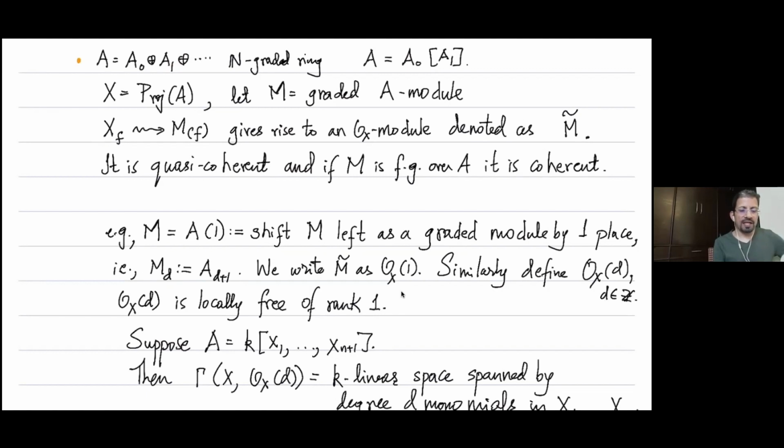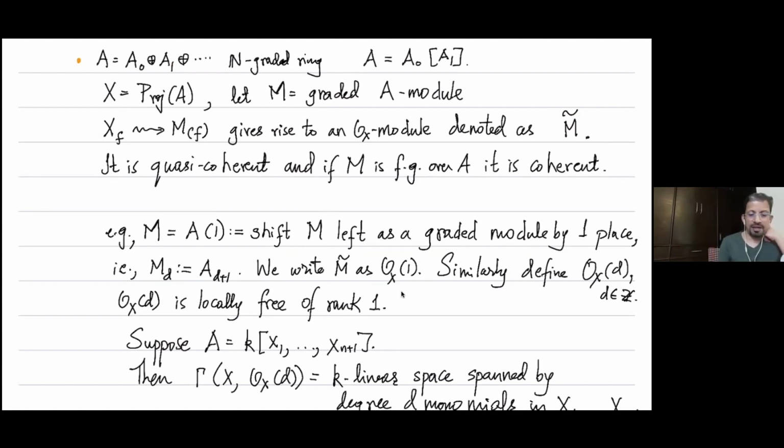So then one can again, on basic affine open sets like this, X_f, one looks at degree 0 fractions in the localization of M, because one is dealing with homogeneous things. So you don't do the same thing that you would do over an affine thing. You have to look at homogeneous fractions, degree 0 fractions, when you look at fractions. And this gives rise to a module which will again be called M tilde, because in fact it does look like tilde of something on these basic affine open sets. So it will turn out this is also quasi-coherent, and if it is finitely generated, then in fact it is coherent.